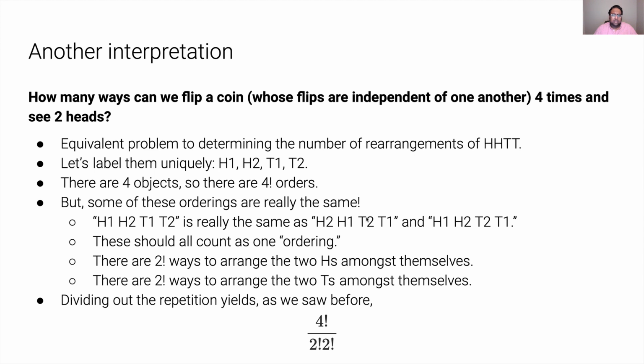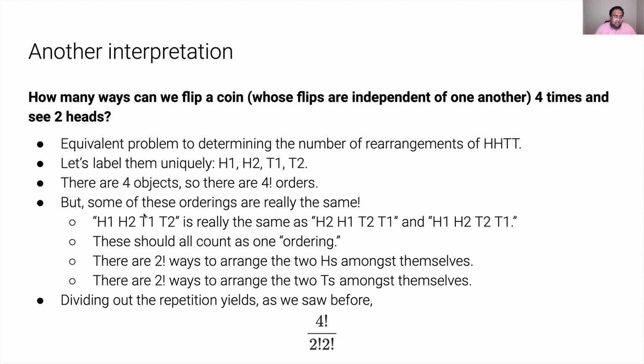Right? Because the heads are in the same positions both times, and the tails are in the same positions both times. And we have no way of distinguishing between what H1 is and what H2 is. These should all count as one ordering, and as we did before, we need to divide by the number of times we've overcounted for each arrangement. So you might notice the number of ways I can arrange the two heads amongst another is 2 factorial, right? If I had 3 heads, it would be 3 factorial.